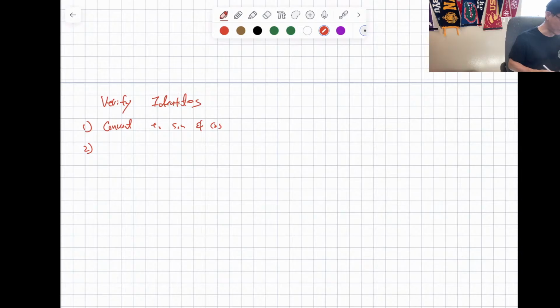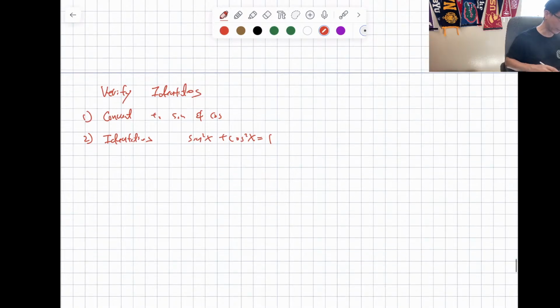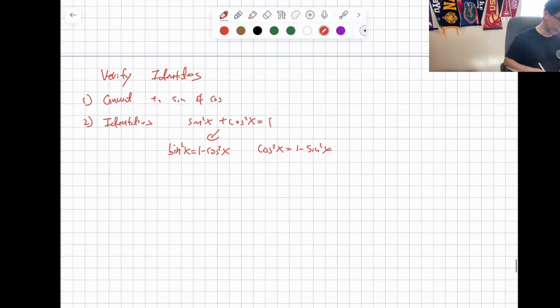Second thing you want to think about is maybe identities. For example, sine square of x plus cosine square of x is equal to 1. For example, like this. Or the variation of this, sine square of x equal to 1 minus cosine square of x, or cosine square of x equal to 1 minus sine square of x. Those are the things that you might deal with.